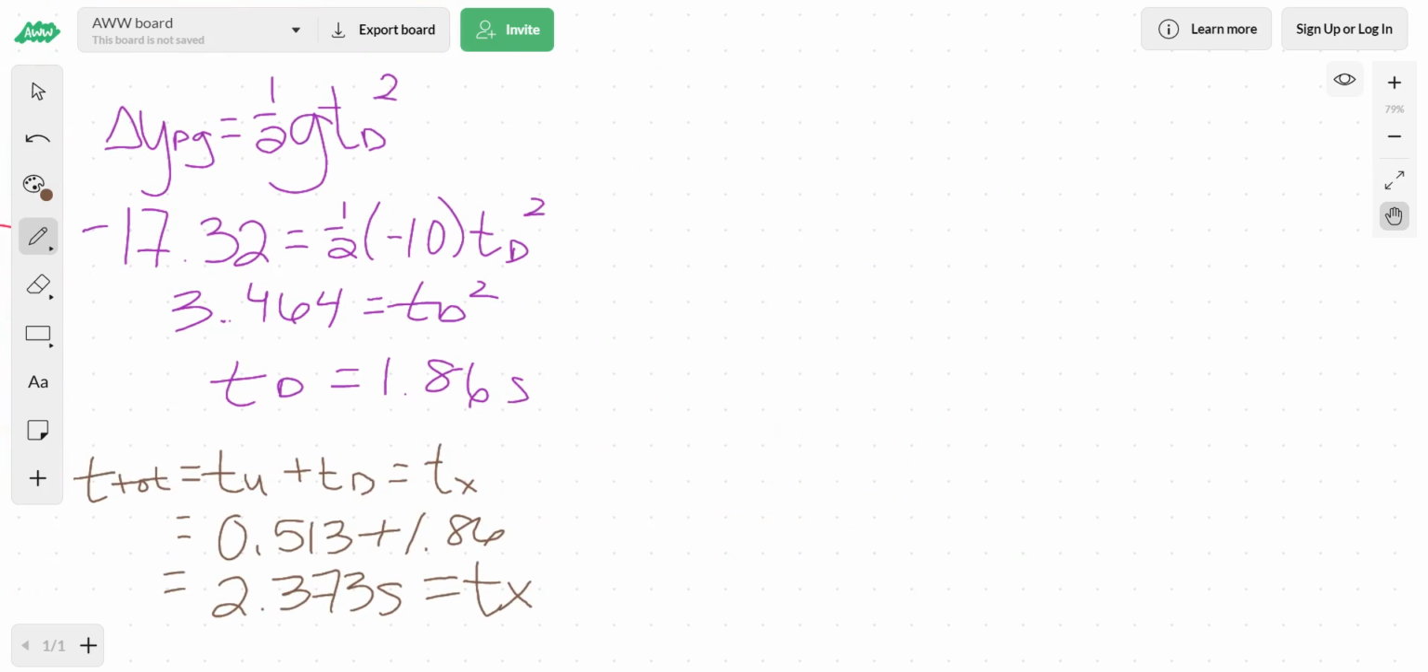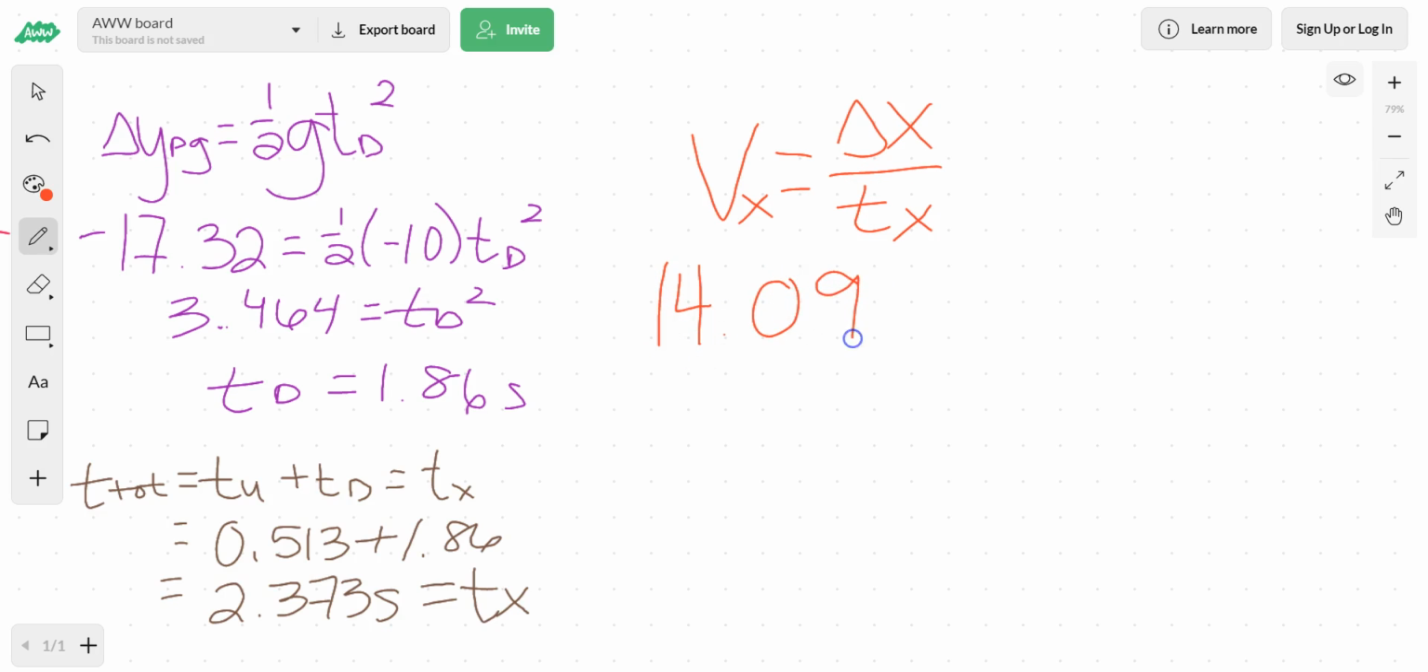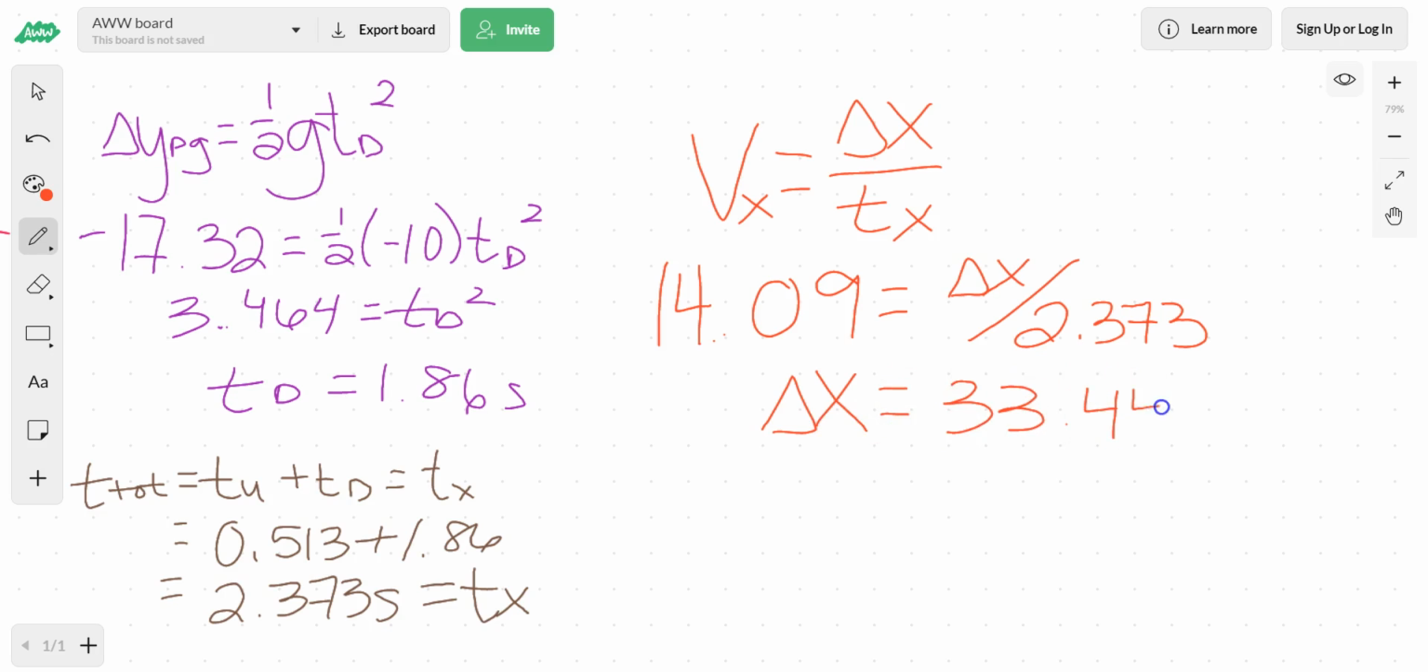So what do you do with that information? The final step, for the most part, usually is to figure out where it lands. Now we have one x equation, and that is that the velocity in the x direction is equal to delta x divided by t x. And velocity in the x direction we found way back in the beginning, 14.09. And that's equal to delta x, which is what we're looking for, divided by our total time of 2.373 seconds. So when we take that, we get that the delta x, or how far away it lands, is 33.44 meters. So it lands that far away.